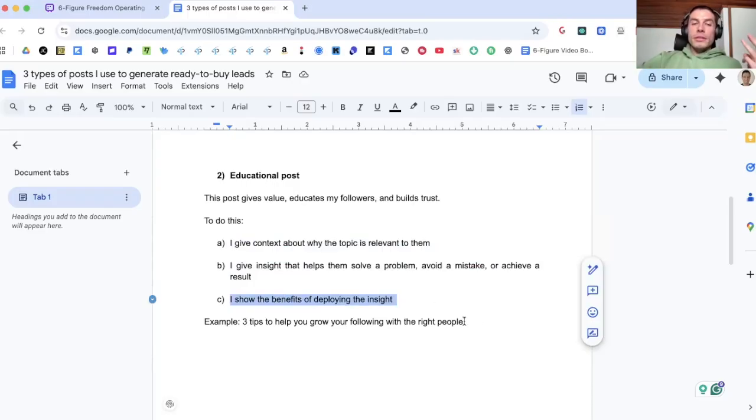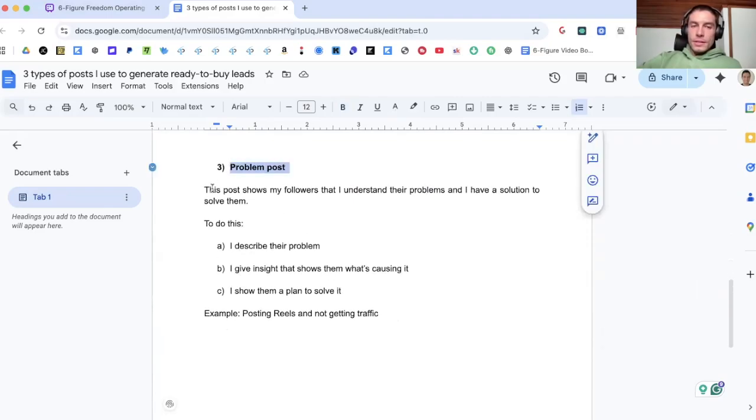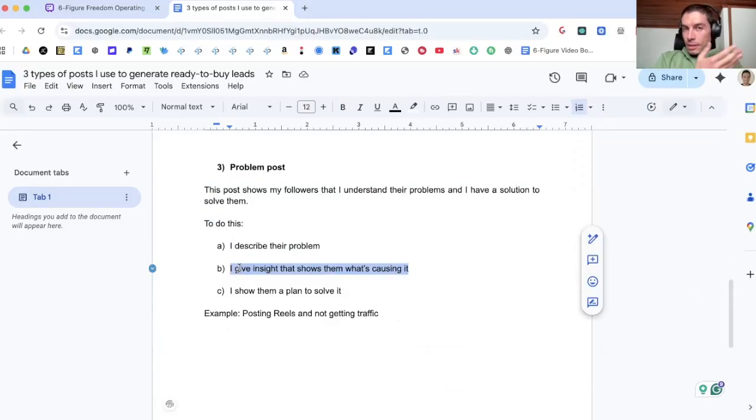The third post is the problem post. The problem post shows my followers that I understand their problems and that I have a solution to solve them. To do this, first I describe their problem, then I give insight that shows them what's causing that problem, what's the cause, and then I show them a plan to solve it.